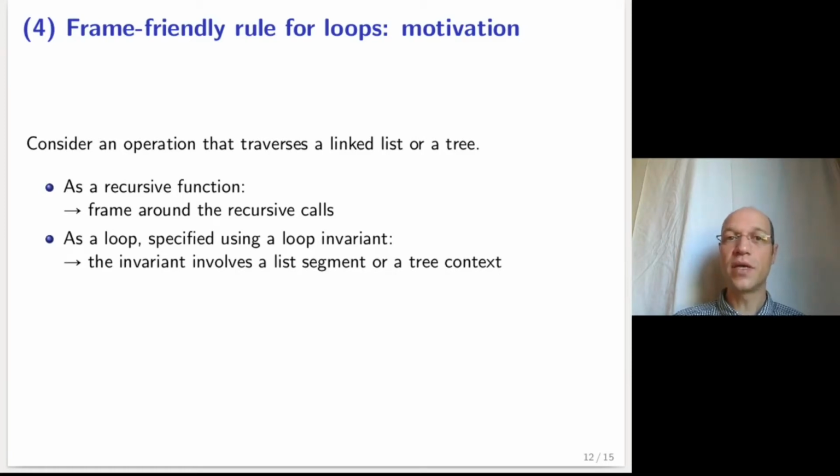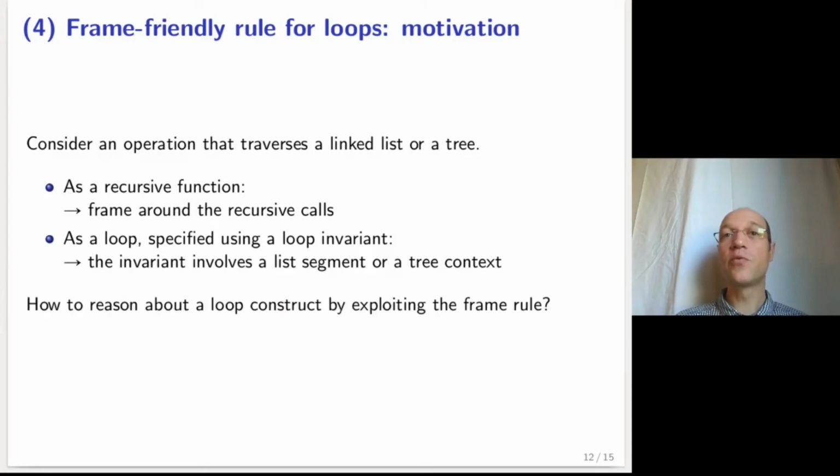On the contrary, if the operation is implemented as a loop and specified using a loop invariant, the loop invariant must describe the list segment of cells that have already been passed by, or worse, in the case of a tree, must describe the tree context associated with a path that has already been traversed. The question here is, how can we reason about a syntactic loop construct as easily as a recursive function, which would allow us to exploit the frame rule?